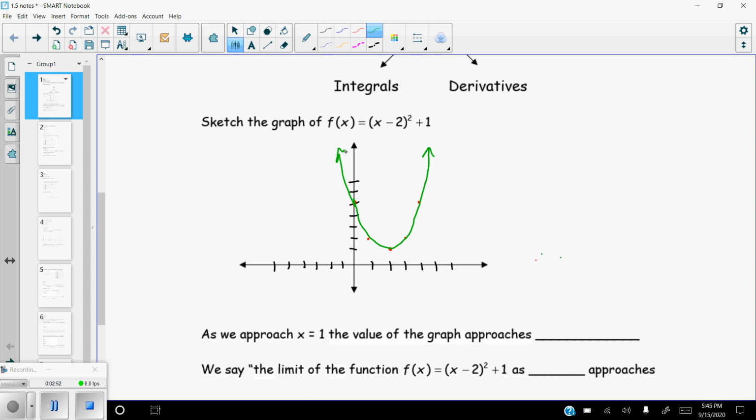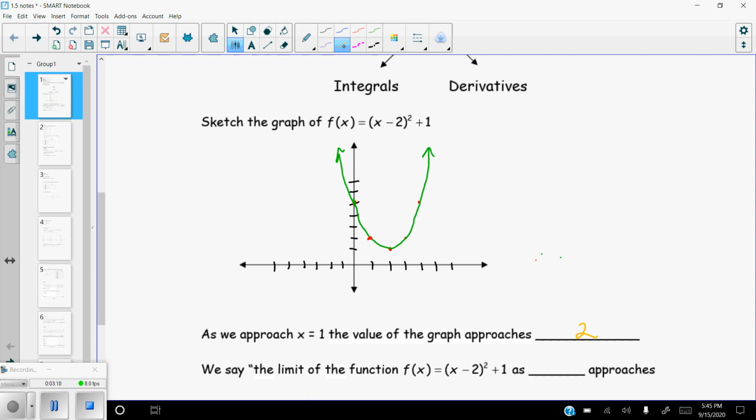All right, so the important part here is as we approach x equals 1, the value of the graph, now the value of a graph is the y value, the value of the graph seems to be approaching 2. Okay, you can visually see that. And as you can tell, I kind of missed my dot when I sketched my graph. So the trick is make the dot bigger. There we go.